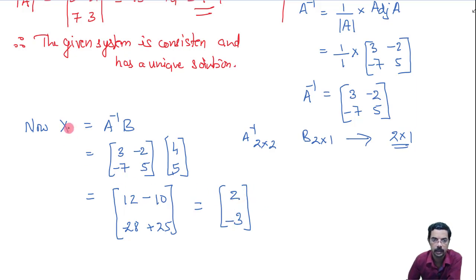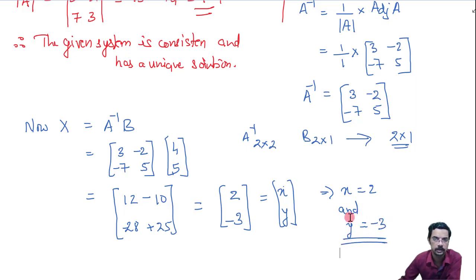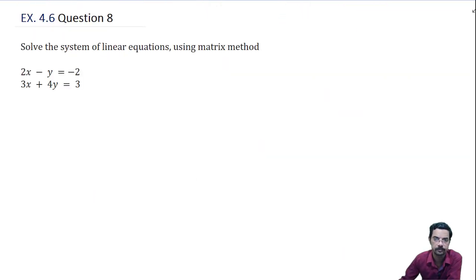So this is nothing else but x, that is equal to x comma y. So first element is equal to the first element, second element equal to the second element. This implies x will be equal to 2 and y equal to minus 3. This is the solution. Now let us take one more example.